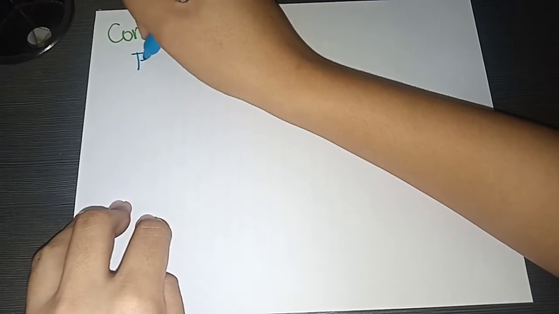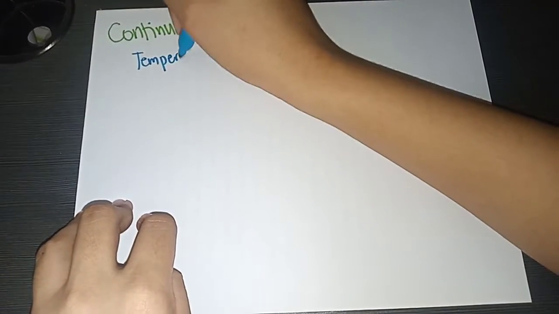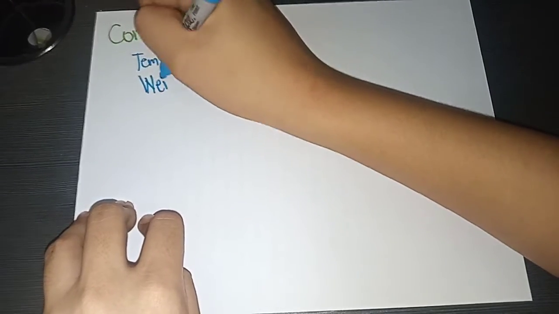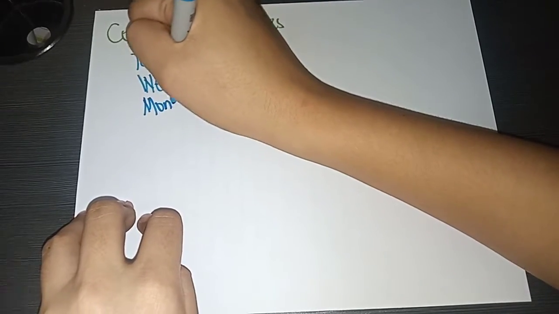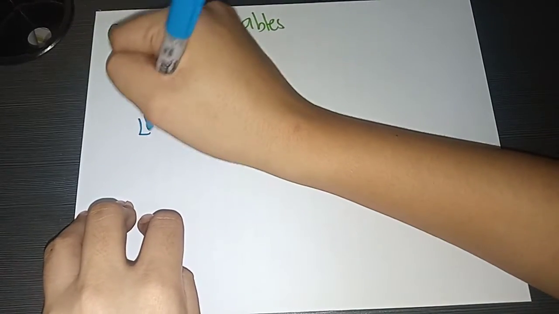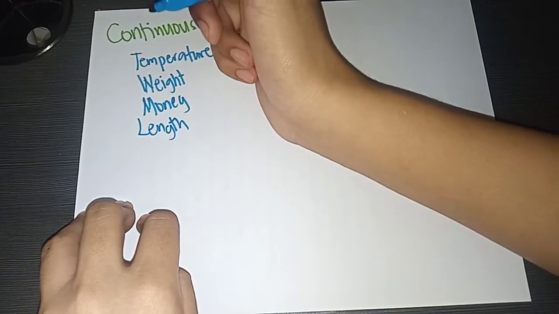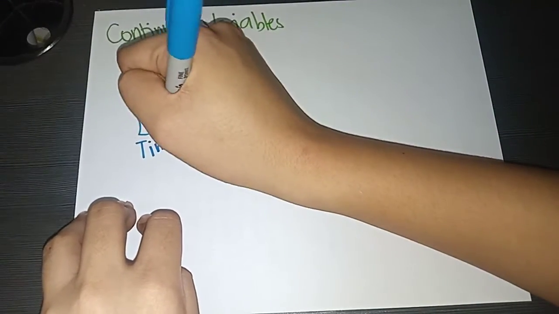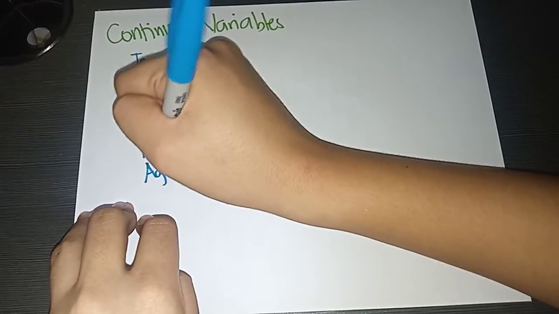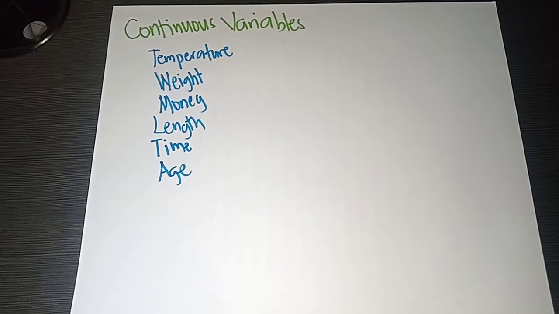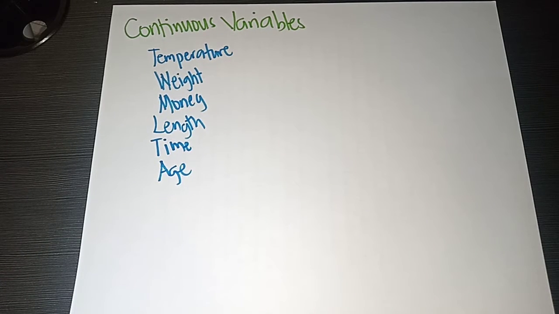Let's say we have the variable temperature. Okay, let's have the variable weight, the variable money, the variable length, then we have the variable time, and the variable age. Now, using these variables, let us try to identify some possible values.